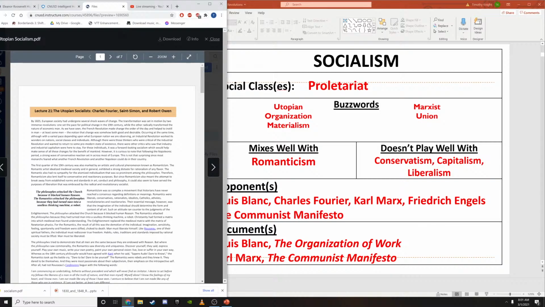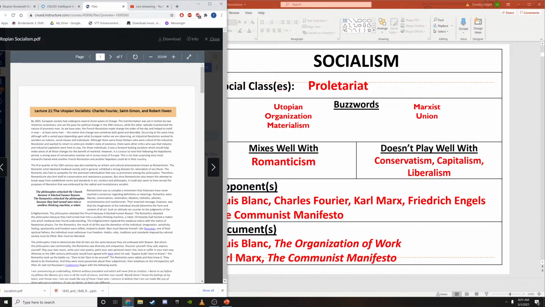By 1825, so keep in mind that's still pretty early on in the Industrial Revolution, by 1825, European society had undergone several shock waves of change. The transformation was set in motion by two immense revolutions. One set the pace for political change in the 19th century, while the other radically transformed the nature of economic man. As we have seen, the French Revolution made change the order of the day and helped to instill in man, or at least some men, the notion that change was somehow both good and desirable.